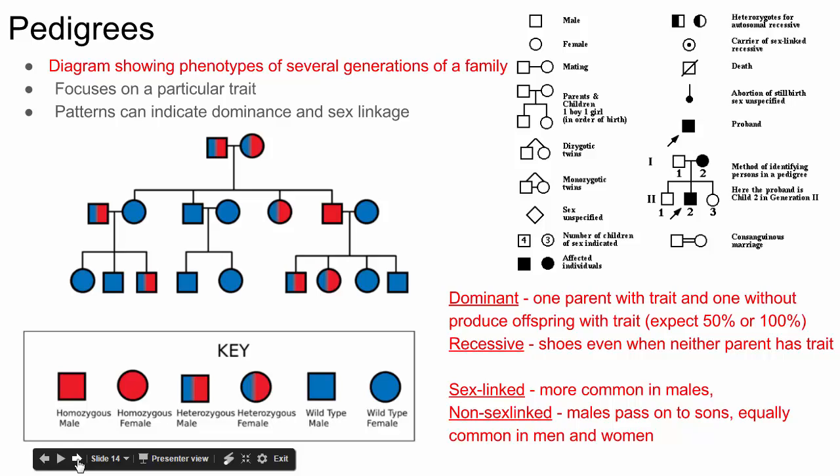All right, so as we look at a pattern of inheritance, as we see how certain traits are passed on through the family, we can analyze that, look at the parents, look at the offspring, and we can tell if this trait is dominant or recessive. We can also often tell if it's sex-linked or not sex-linked.